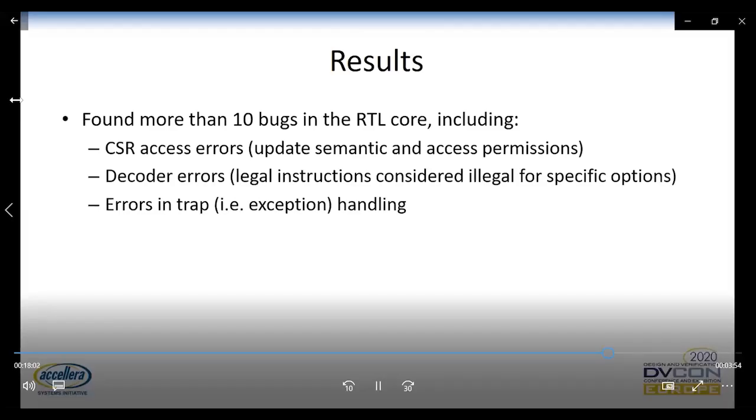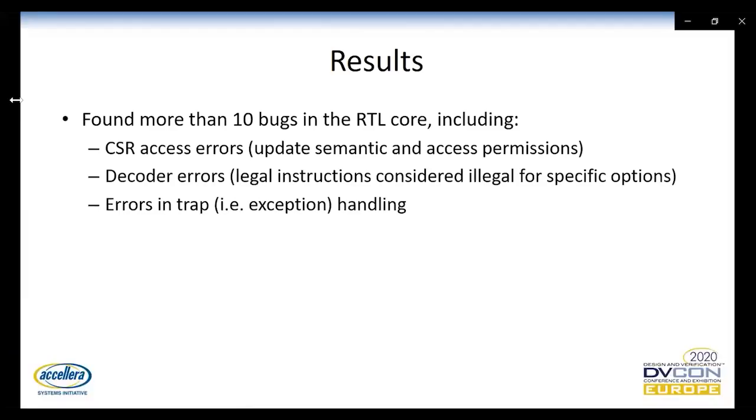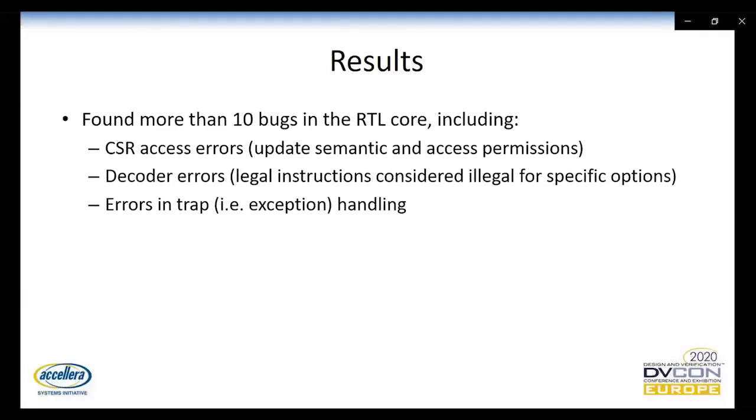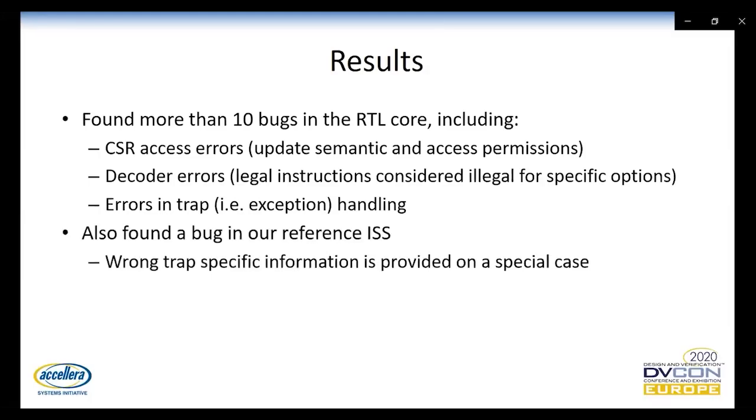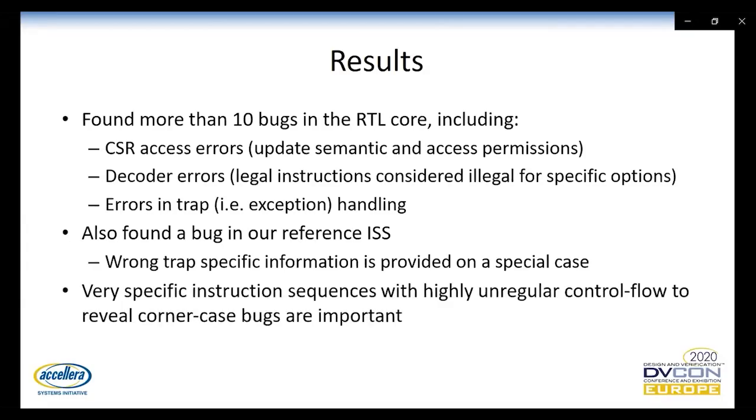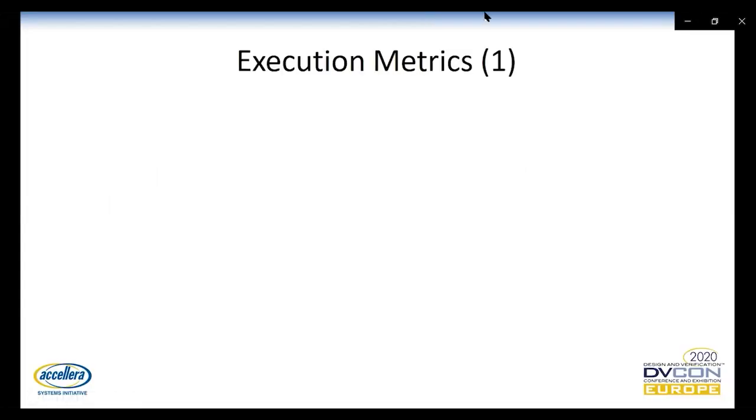MRET is a special RISC-V instruction to return from the trap handler and is used in a very regular way by the software, while our approach allows to comprehensively stress test the MRET instructions and others, which can be very important to find intricate bugs. In addition to bugs in the RTL core, we also found a bug in our reference ISS, where incorrect trap-specific information is provided on a very special case.